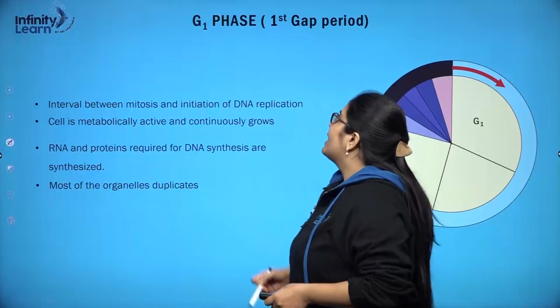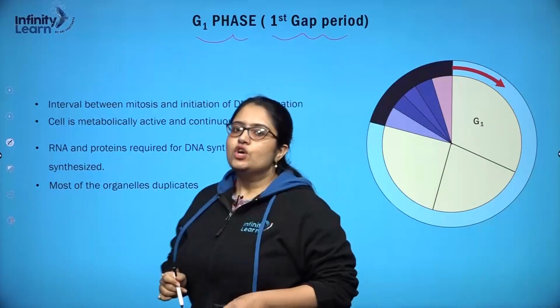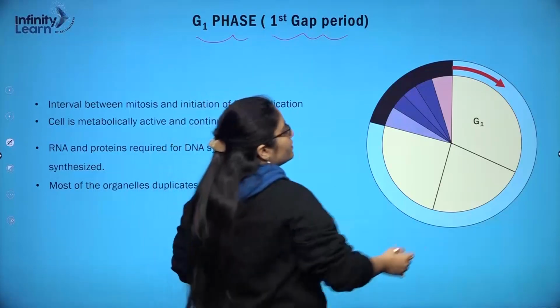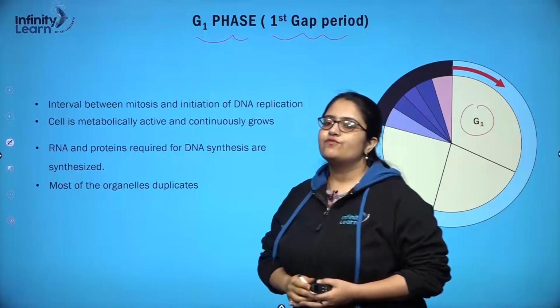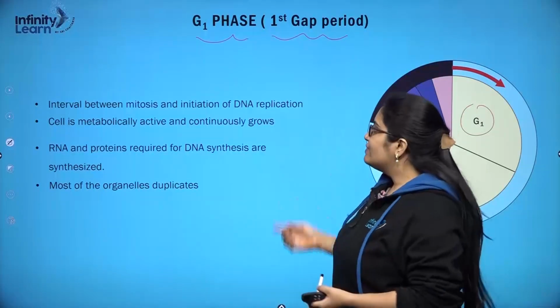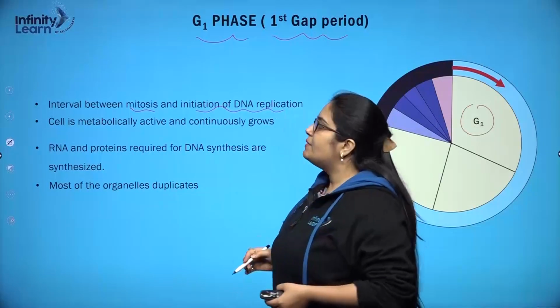So first of all is your G1 phase, which you also call the first gap period. So this is your G1. Kind of activities are taking place. First of all, one important fact that G1 is the interval between mitosis and initiation of DNA replication.